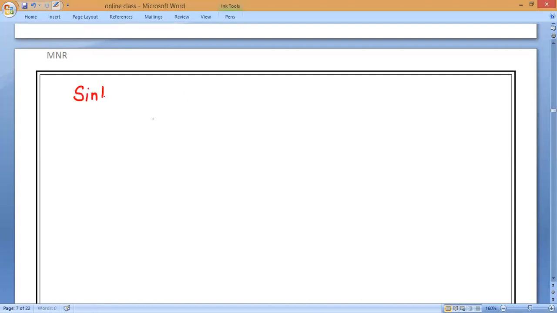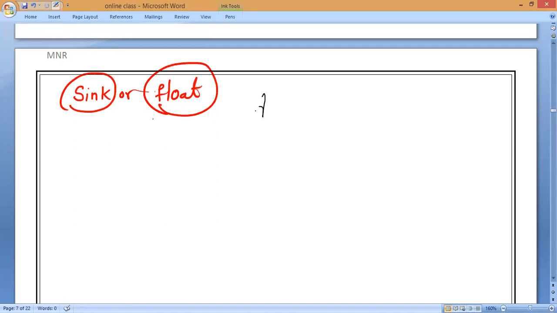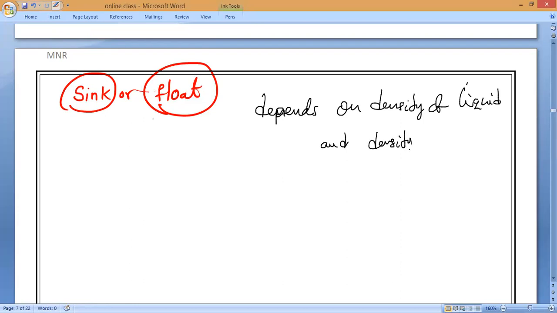Density of the object and density of water. Yes, not water, liquid. So whether any kind of object will sink or float in a given liquid depends on the density of the liquid as well as what? Harijaras? The density of the object. Is it yes or no? So that is what you have to remember.